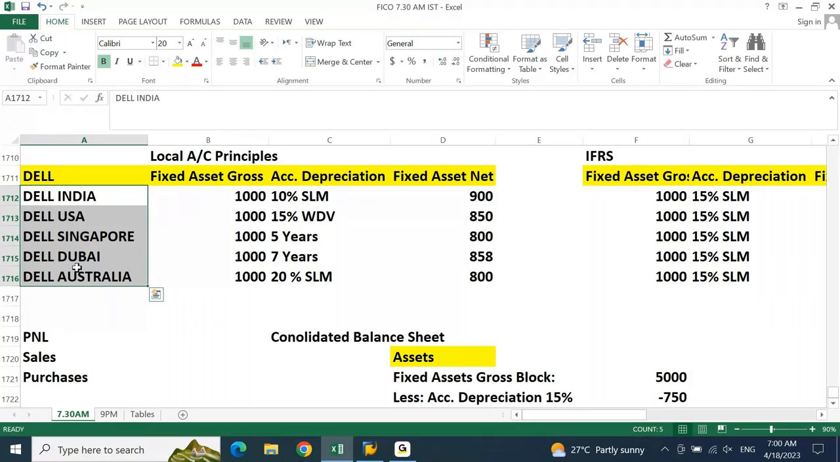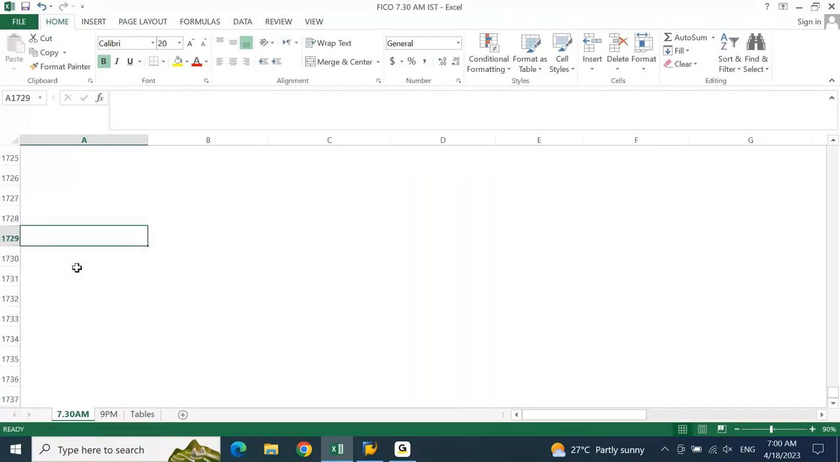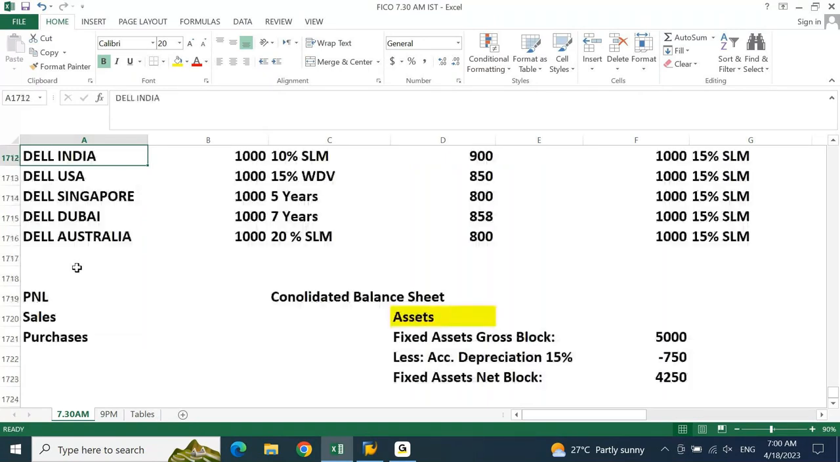Now, next point here, to make it more understandable, till what we have written here, till this point. Okay.